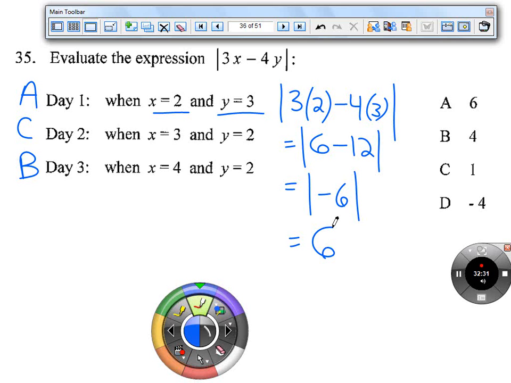Okay? Make sure you do all the work on the inside of the bars before you ever take the absolute value of anything. Okay? It's the last thing you do.